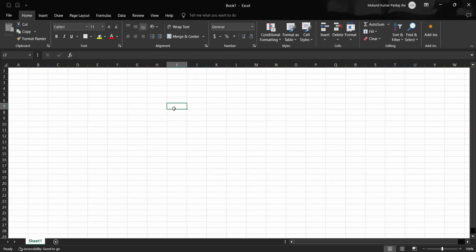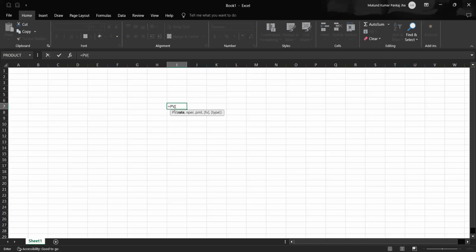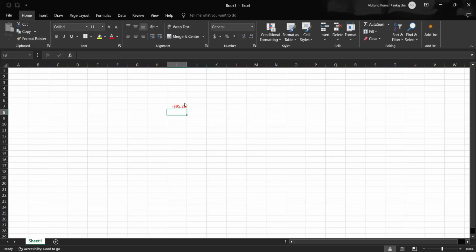Perfect. So to find the price of the bond, we will be using the equals PV function. Rate will be 12%. NPER is 3 years. PMT is 10 rupees. Face value is 100. And type is end of the period. Let's check what we get. It's 95.20. And when manually we calculated it, what value did we get? 95.1918. Approximately same.